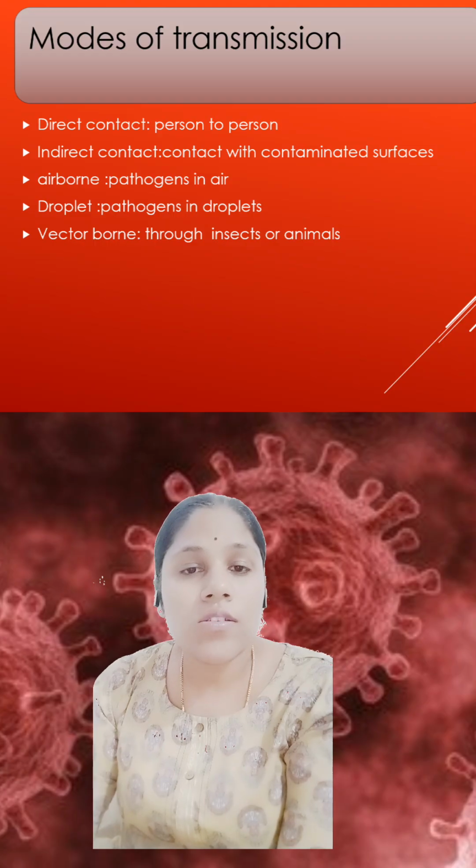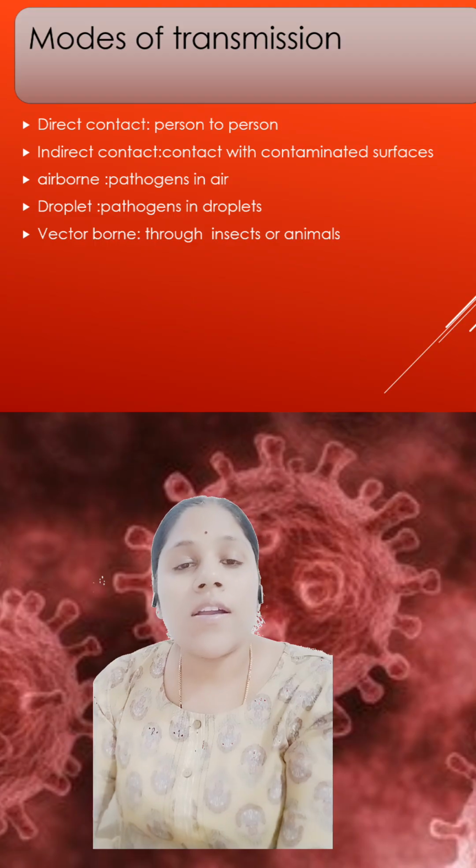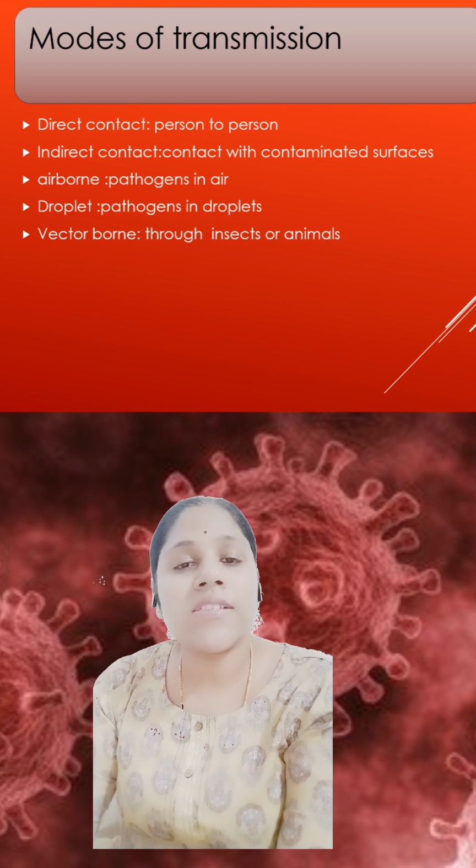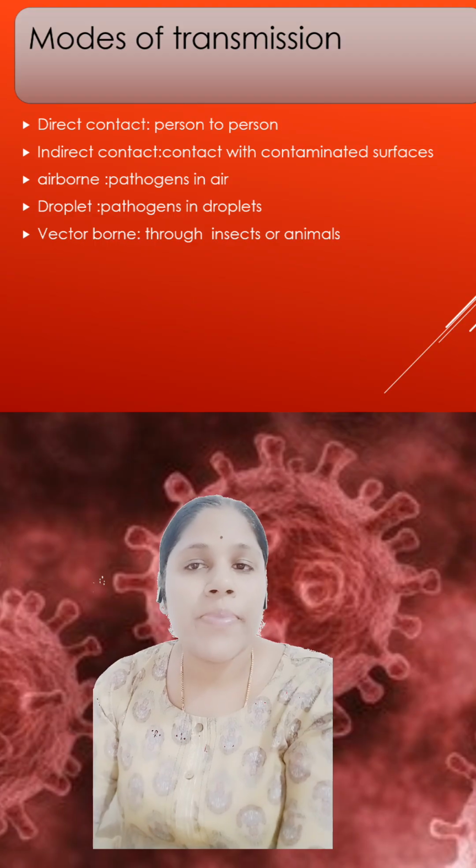It is a direct contact. It is from person to person. Indirect contact, it is contact with contaminated surfaces by another person, or an airborne infection, where the pathogens are present in the air, and the droplet infection, where the pathogens are present in droplet form, and the vector borne, where the infection is being caused by insects or animals.